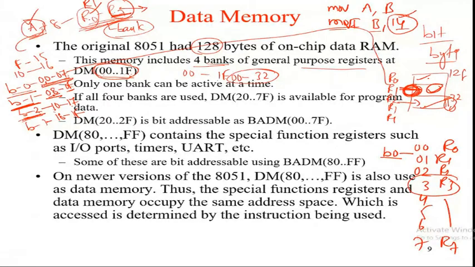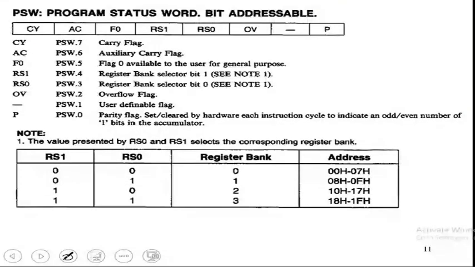10, 11, 12. Yes, 10 is for R0, 11 is for R1, 12 is for R2. So the R2 address is bank 2.